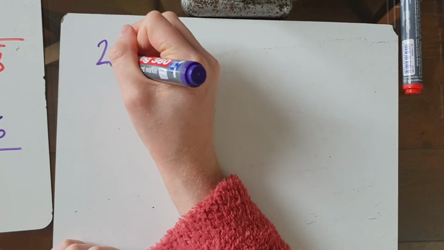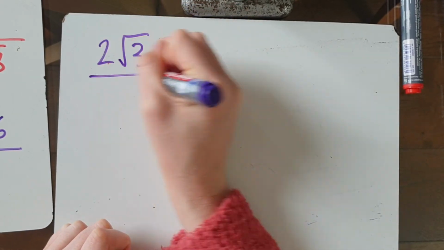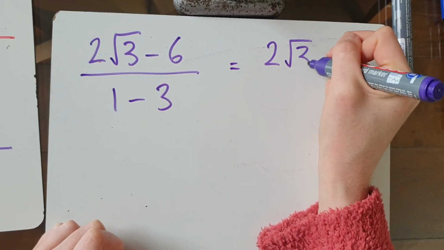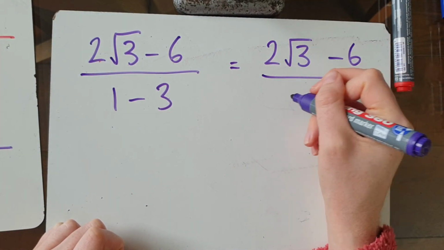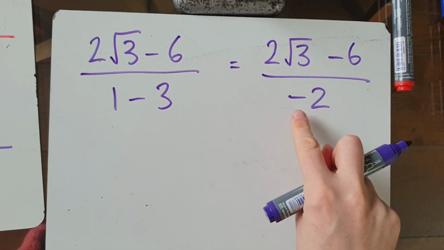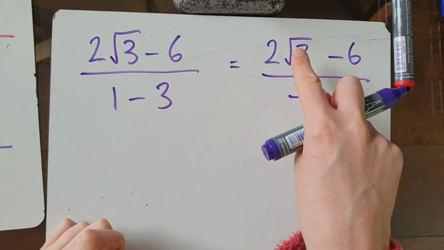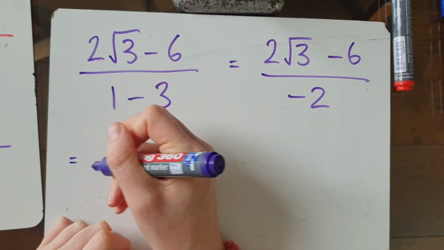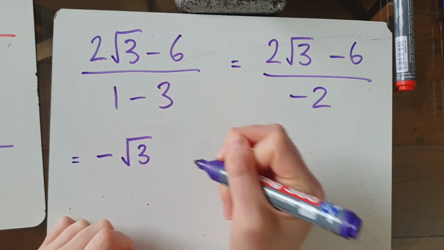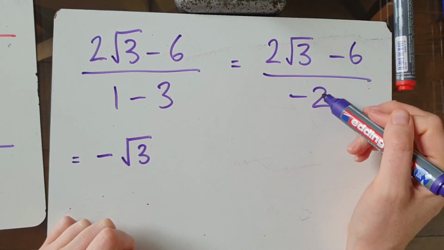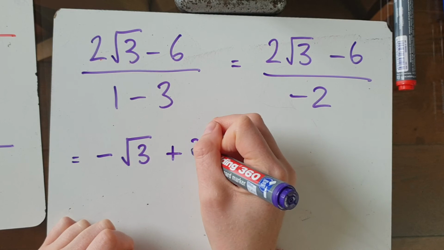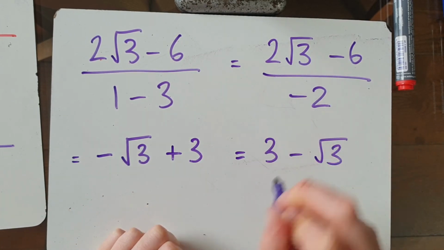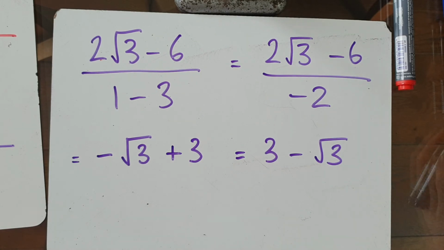So I had 2 root 3 minus 6 over 1 minus 3. That is 2 root 3 minus 6 over minus 2. Because I'm dividing by a negative, I'm going to divide each of these by -2. So 2 root 3 over -2 gives me minus root 3. -6 over -2 gives me +3. So I can rearrange this to do 3 minus root 3, which was the answer that we wanted.